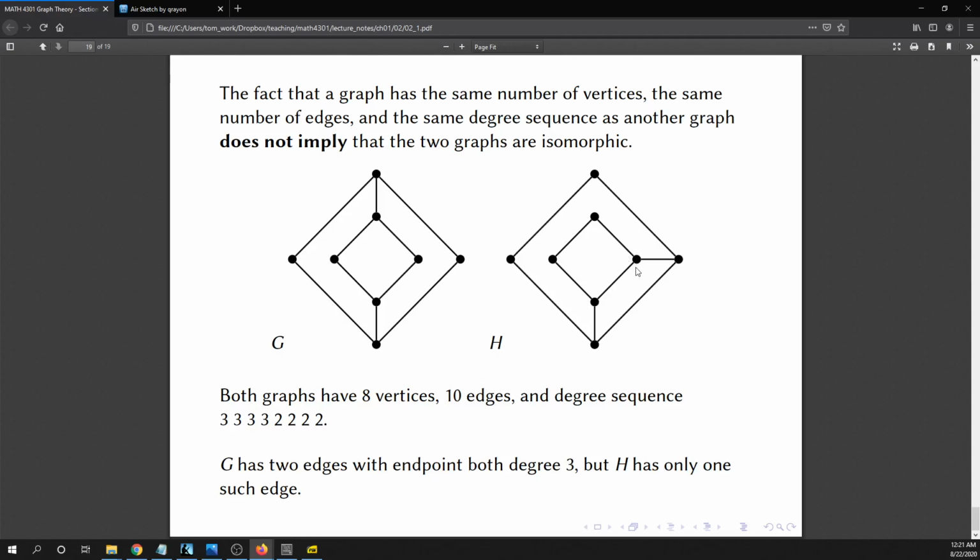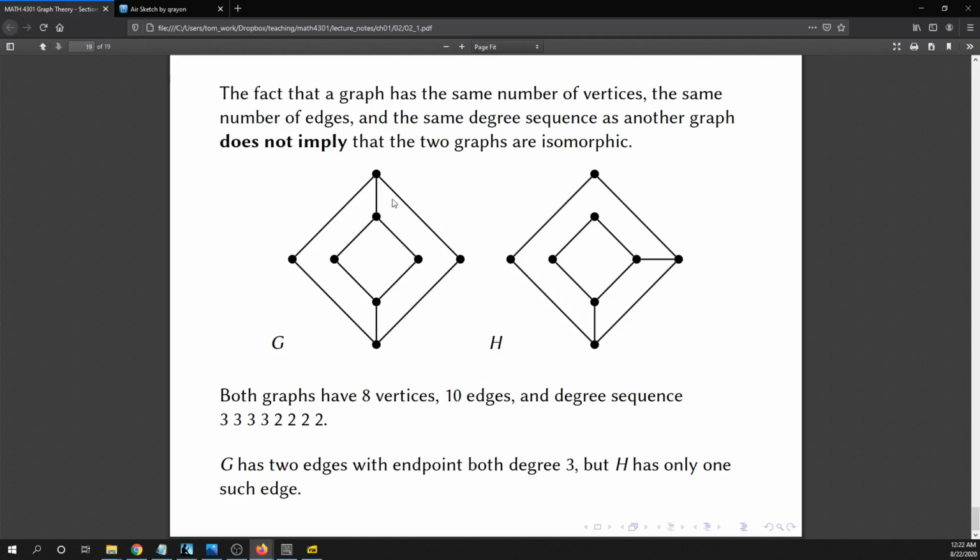Sorry about that. But the issue is that this one has 3 of those, right? If I look here, this has degree 3, degree 3. These connect 2 degree 3s right here. So this one only has 2 of those, right? All of the other edges go between degree 2s and degree 3s. All right? So that's a problem, right? That those don't match up, right?